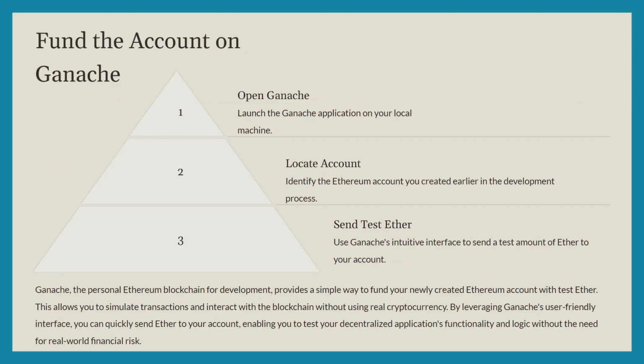Next, we have to fund the account on Ganache, right? So we open Ganache, launch the application on your machine, locate the account, and identify the Ethereum account you created earlier in the last step. And then we send test ether. Ganache has an intuitive interface and we can use it to send a test amount of ether to our account.